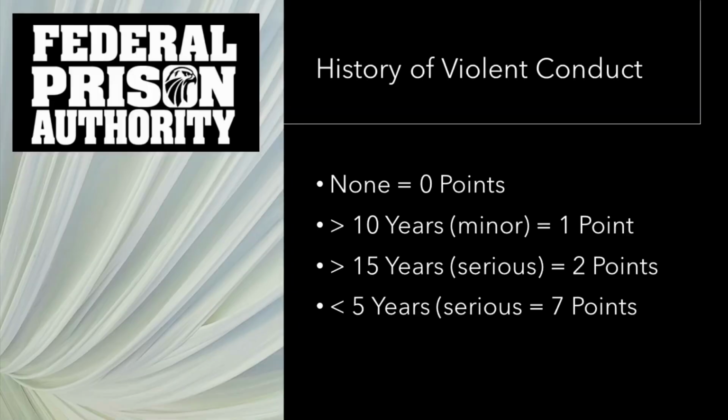Number 6 is history of violence. Okay, again, history of violent behavior or conduct. Again, the pre-sentence report really dictates that, okay? If there's no history of violent conduct, that's a 0. Greater than 10 years, minor, 1 point. Greater than 15 years, serious, 2 points. Then 3 points, 4 points, 5 points, 6, and it caps at 7 points for less than 5 years ago, serious.